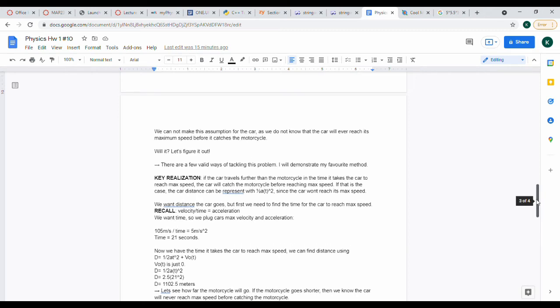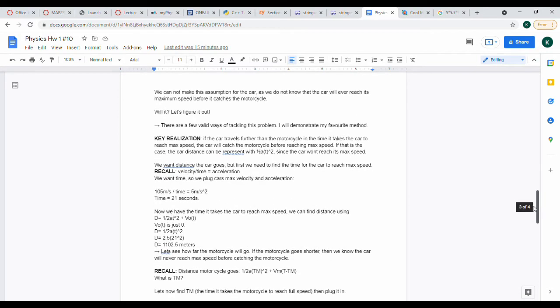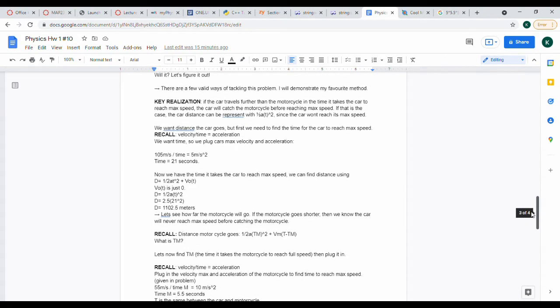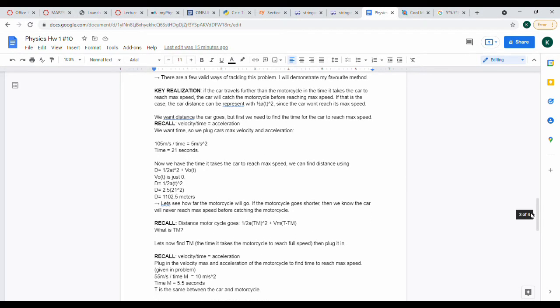So first we'll figure out if the car will ever catch the motorcycle by the time it reaches maximum speed. There are a few ways. This is my favorite method. The way we're going to do this is we're going to find the time it takes the car to reach maximum speed, and then find the distance the car travels in that time, and find the distance the motorcycle travels in that time. If the car goes farther than the motorcycle in that time, then the car must have caught up to the motorcycle before that time, which means before it reached maximum speed.